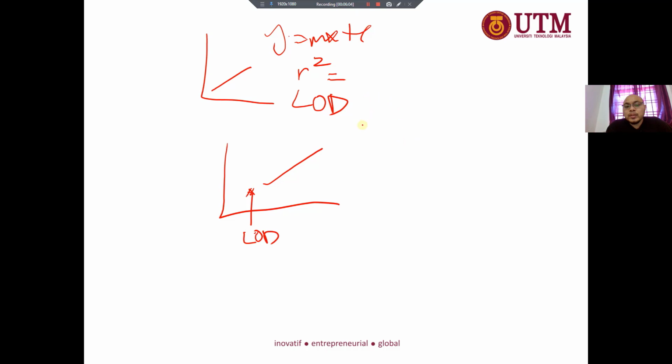How to determine by formula? Okay, I will leave it for you to learn by yourselves. But if you don't understand, you can always come and see me, or you can always text me, to make sure that you'll be able to perform the LOD. Okay, so we can determine it using Excel calculation. The other one is by using manual or naked eyes.